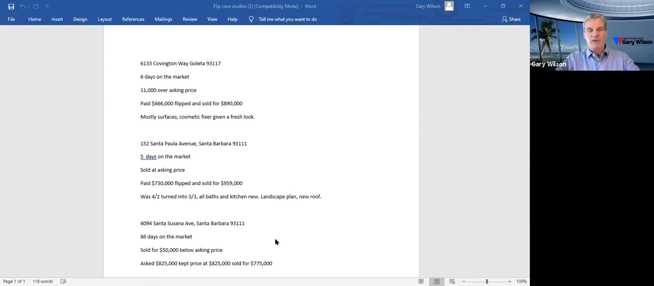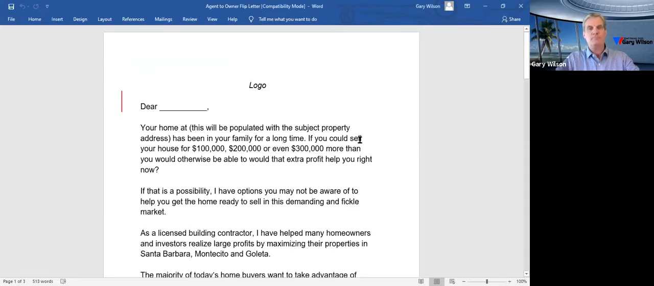So, okay, let me go back to the letter from the agent to the owner. Let me do a share on this. Okay, and there we go. Basically, you would put your header up here, maybe a logo, maybe not. I generally, on my letters, guys, I leave the top blank, okay? I go right into the letter itself.